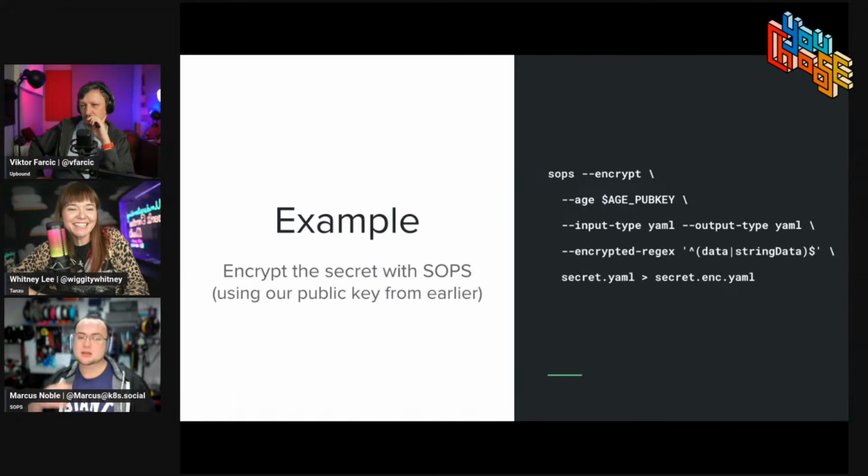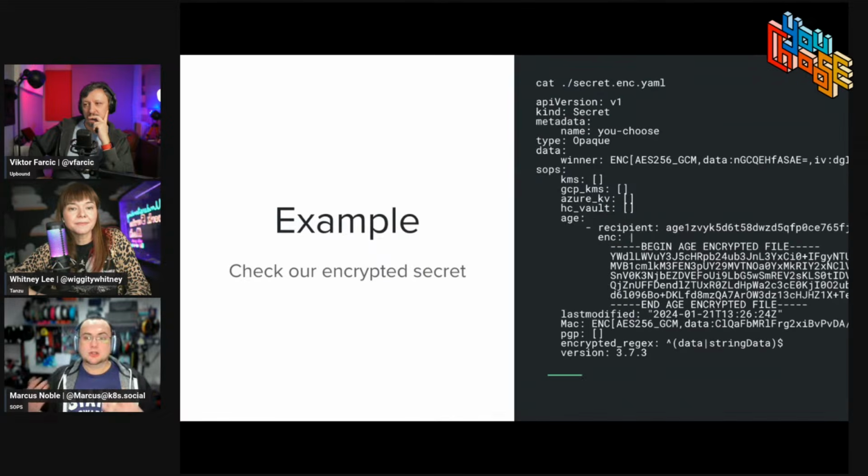And then we want to encrypt this using SOPS and our public key that we generated in the first step. So we'll call SOPS, we'll go encrypt, give it our age key. We'll tell it the input and output type. So this is how it understands that partial value-based encryption, so YAML. And we're going to give it an encrypted regex here, which tells it what parts we want to encrypt. So here it's data or stringData. And then we're going to output that to secret.enc.yaml, which will look something like this.